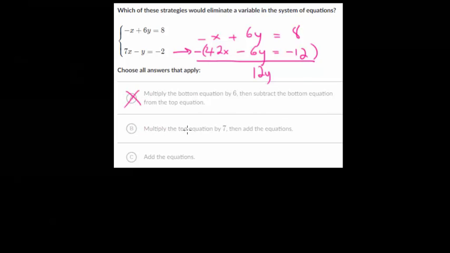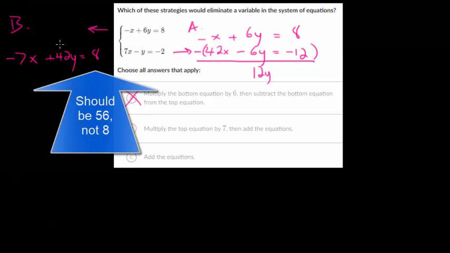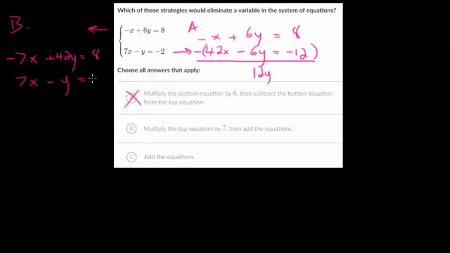Now B, if we multiply the top equation by 7 and then we add, that might work for us. So let's do that over here. So this was for A. So for B, if we multiply this by 7, we have -7x plus 42y equals 8. And the bottom equation, 7x minus y equals -2. And now we're adding, and this would actually work because the coefficients on x are the opposite. So when we add, we get 0x. So these are eliminated, and 42 minus y, that's 41y. 8 plus -2 would be 6.